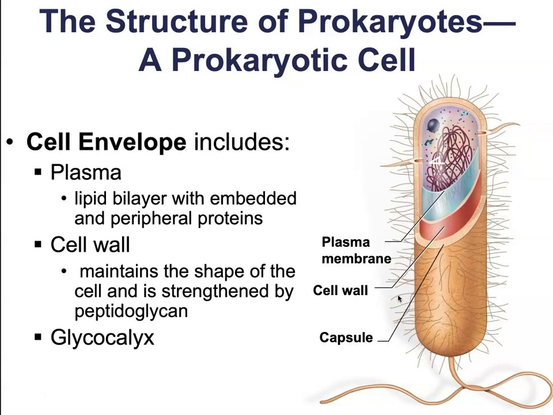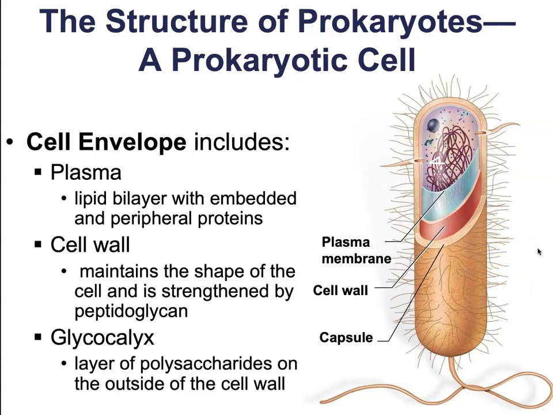The outermost layer of the prokaryote is going to be the glycocalyx. That's going to be this thick layer that you see out here. Now this is going to be a layer of polysaccharides. So again, these are going to be carbohydrates that are found on the outside of the cell wall. In the event that the glycocalyx is well-organized and resistant to removal, it's known as a capsule. If you can wash it off easily, it's known as a slime layer.